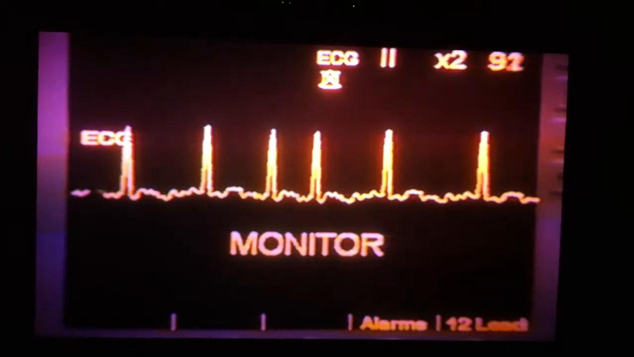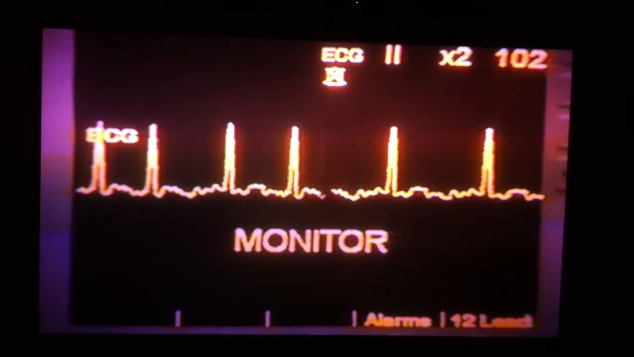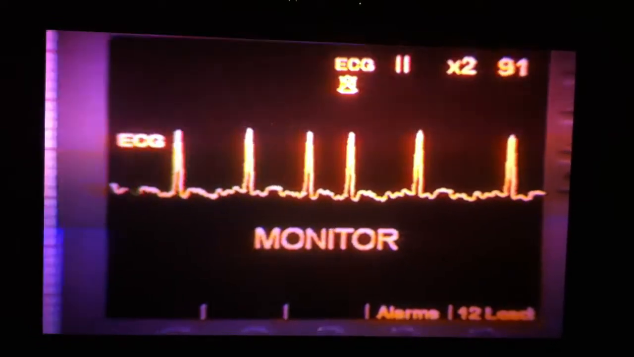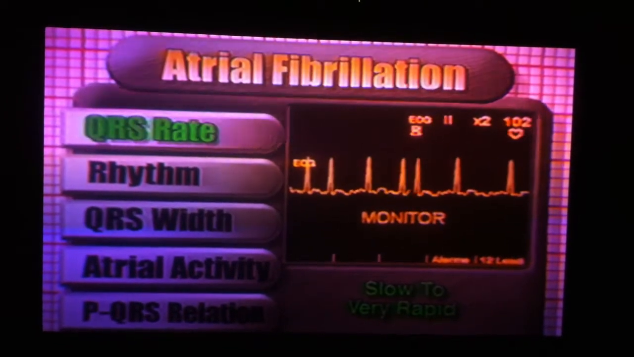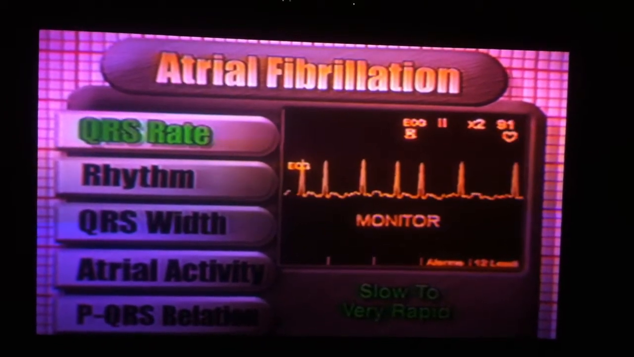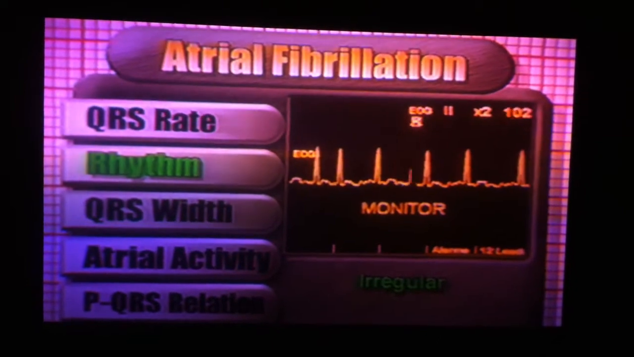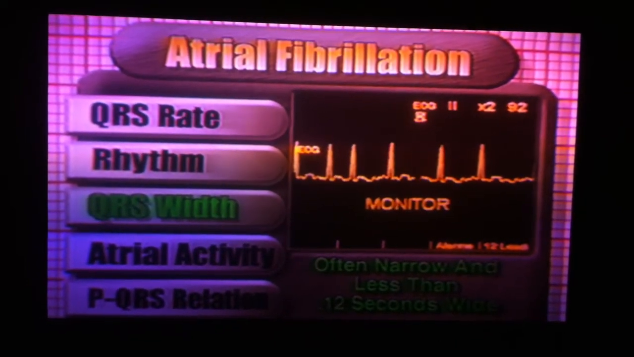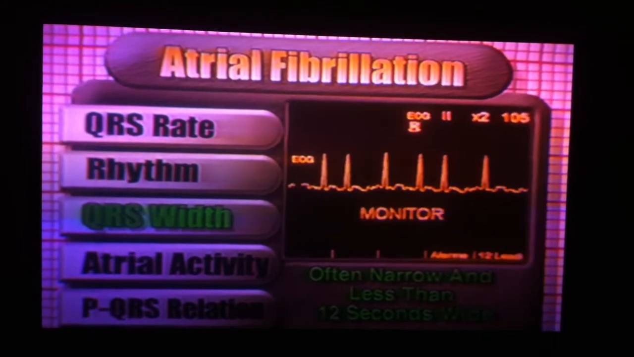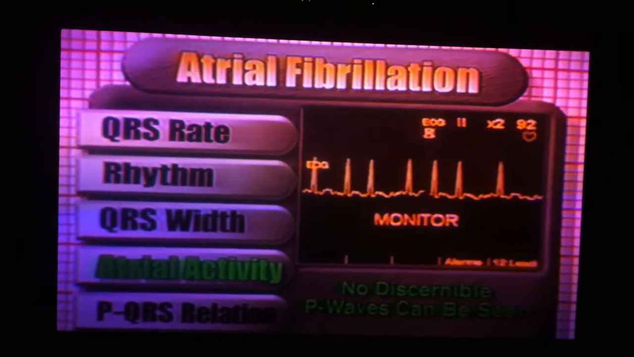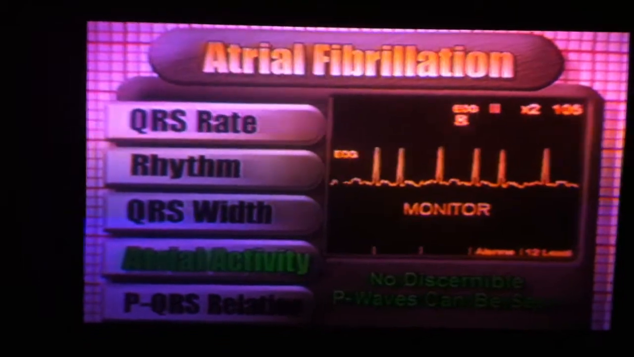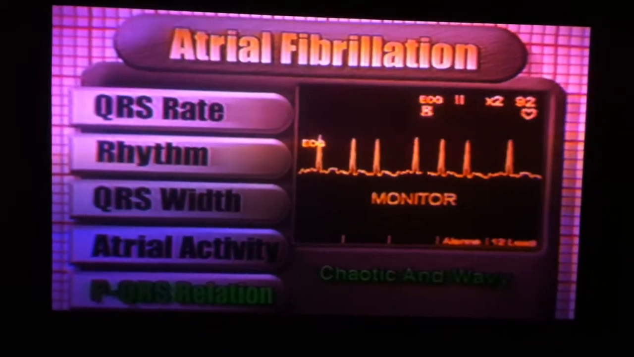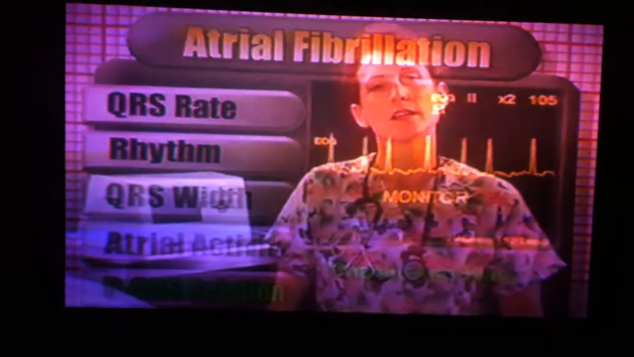Atrial fibrillation is commonly seen in the elderly and in patients with congestive heart failure. The ventricular rate may range from slow to very rapid. The rhythm is usually irregular. The QRS complexes are often narrow and less than 0.12 seconds wide. No discernible P waves can be seen, as the baseline between each QRS complex is chaotic and wavy.